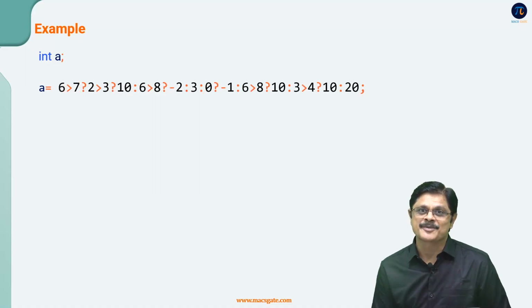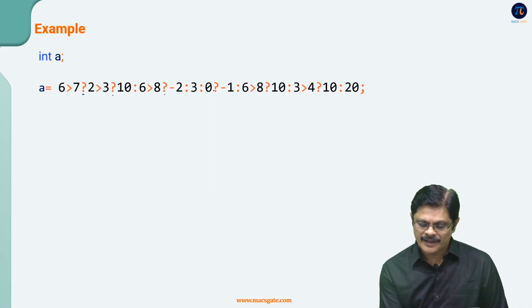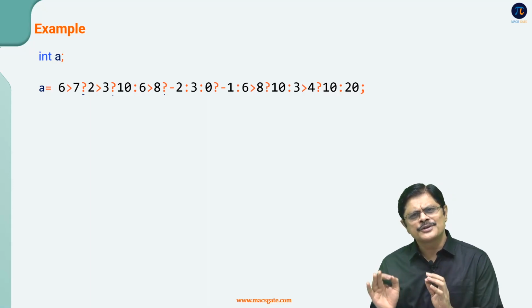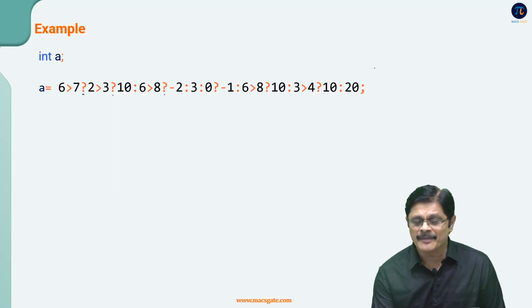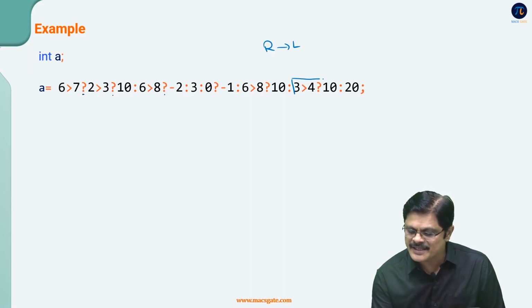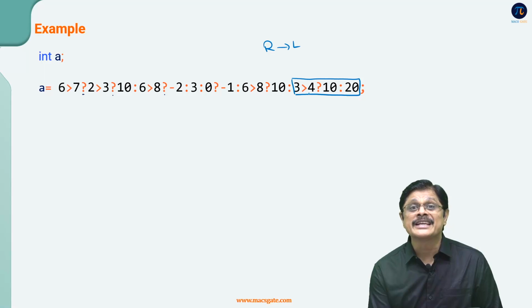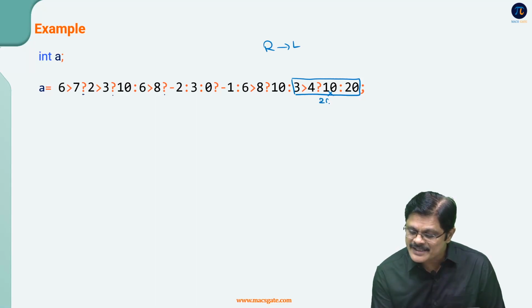Let us take one more big expression. Here you can see 1, 2, 3, 4, 5, 6 ternary operators. Don't worry, you just follow the method which I gave, and you will get the answer easily. Let us start from right to left. You see colon and you see question mark. That will make one expression. This is completely one expression. Solve it. 3 greater than 4 is false, so 10 is not executed. The answer for this is 20.